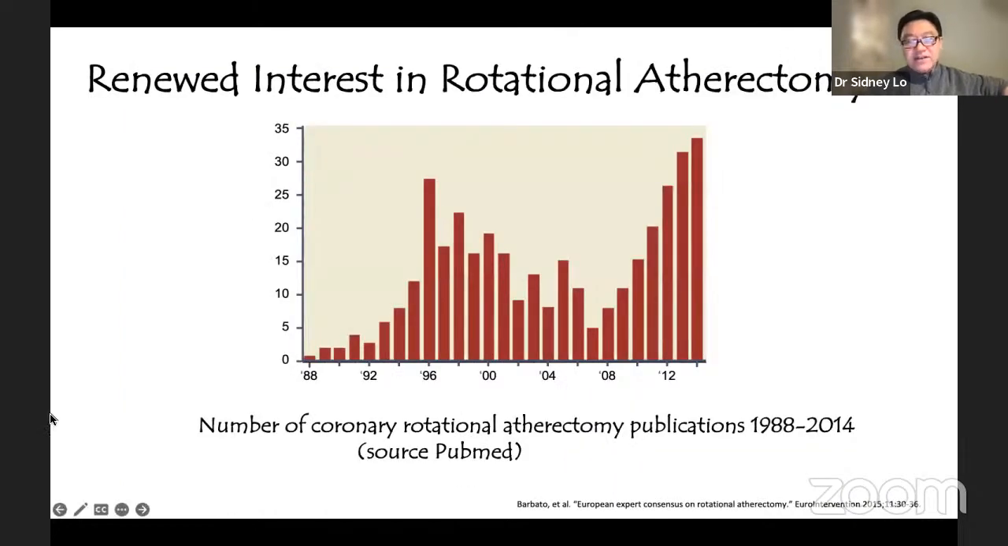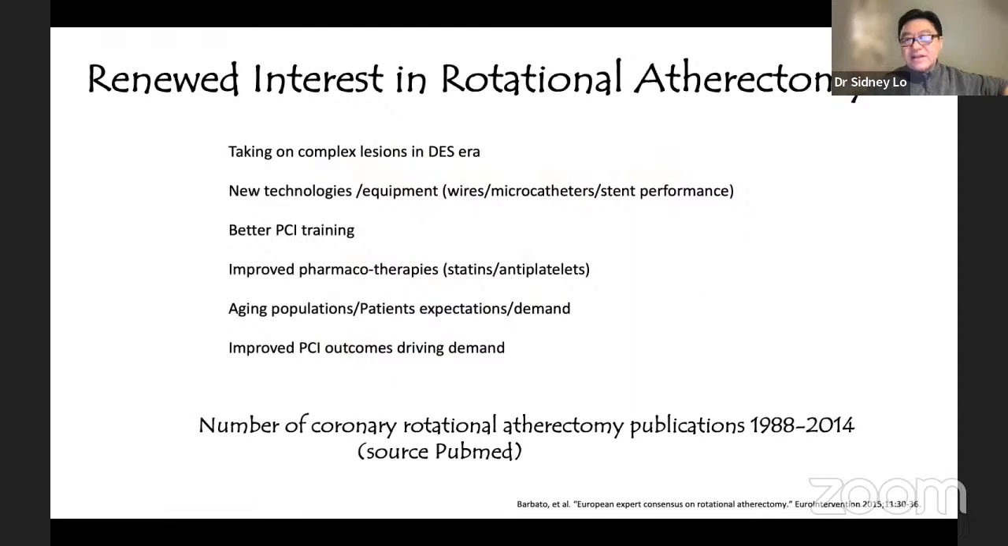Renewed interest. If you look at this curve, the early part was the initial stent phase in 1993-94 when bimetal stents were really approved and stent mania occurred. But the second half is mostly driven by the DES era. But we know that now it's very mature. We're taking on complicated lesions, very complicated lesions. The equipment has improved, the wires, microcatheters, and even the stent performance. And we've now got formalized fellowships.